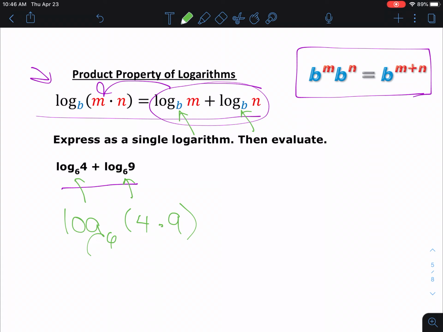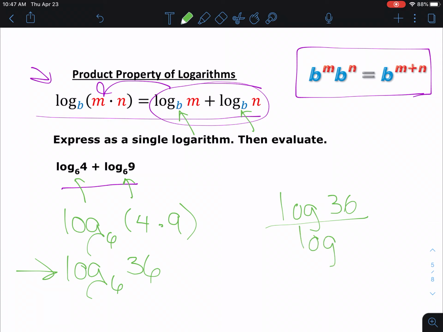So I want to express as a single logarithm, making sure that it's simplified. So 4 times 9 is 36. So the first part of the problem is done. That would be this right here. Okay, so then the second part, it says to evaluate. And so you can think of this one of two ways. You could say 6 to what power gives me 36, or you could always use change of base if you're not sure and do log of 36 over log of 6. And if you did that, you would end up with 2.